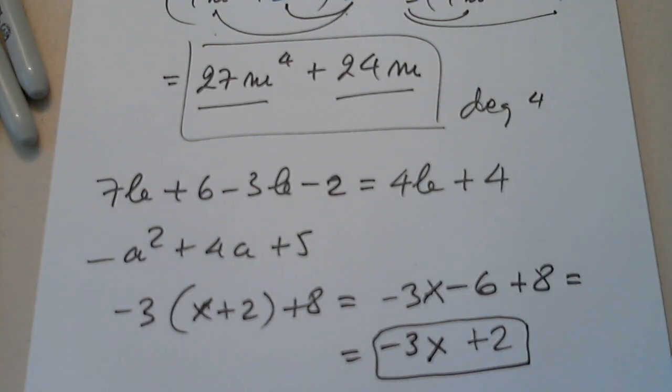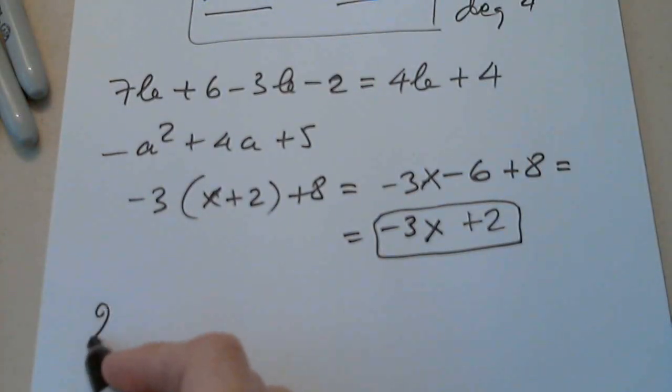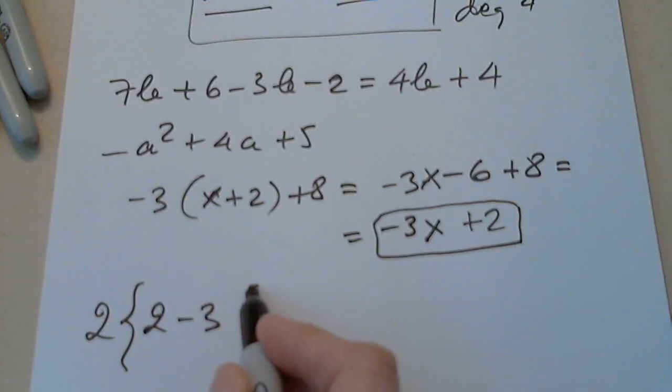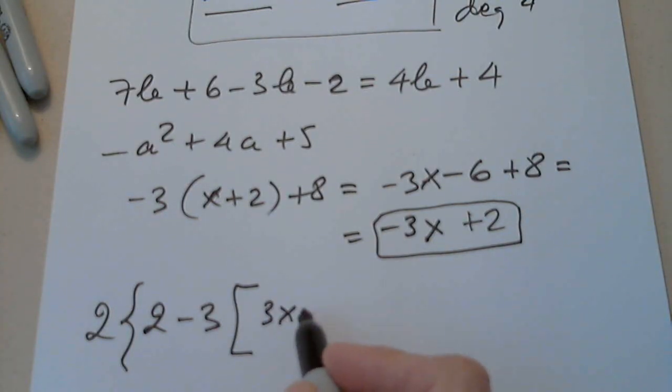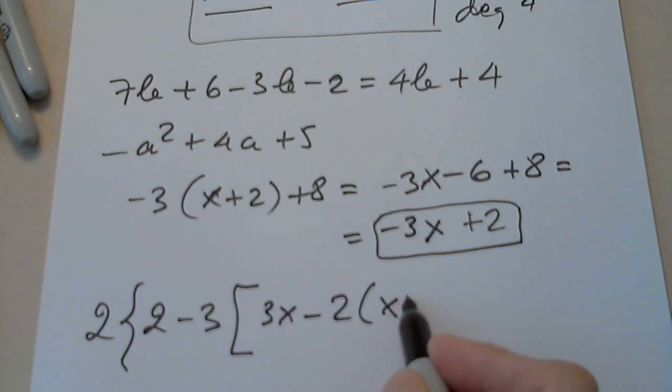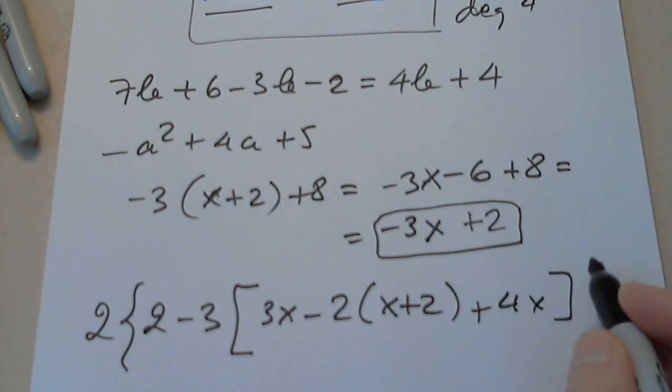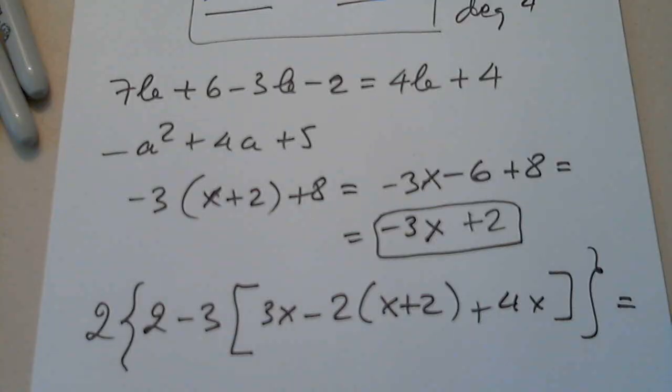Feel free to ask questions or stop me anytime, please. I'd like us to look at the next example. Simplify the following expression: 2, then braces, 2 minus 3, and then bracket, 3x minus 2, parentheses, x plus 2, plus 4x, and close the bracket and close the braces. Okay, let's take a moment and copy this down.